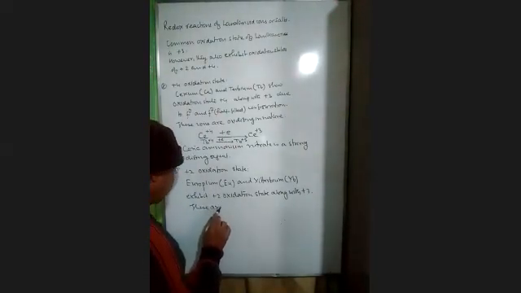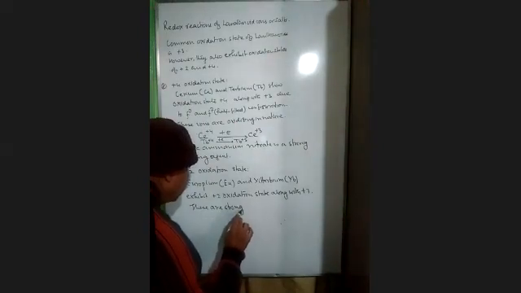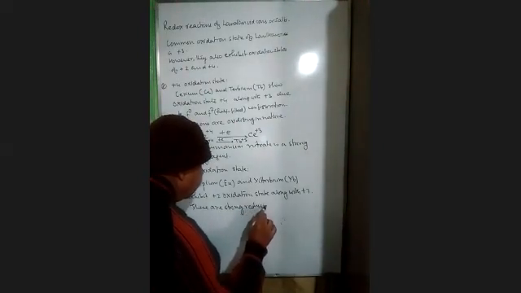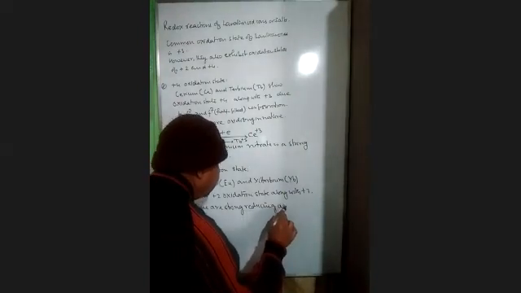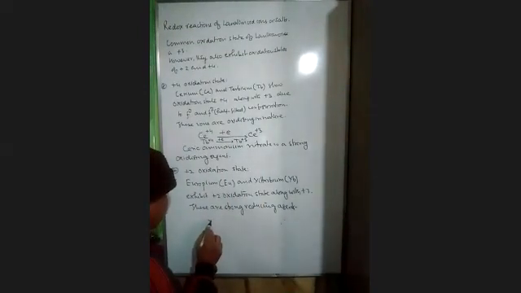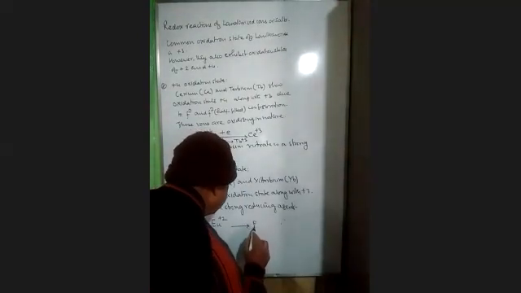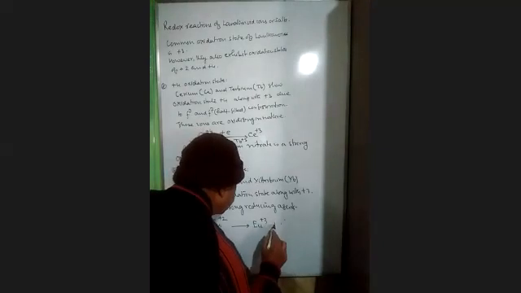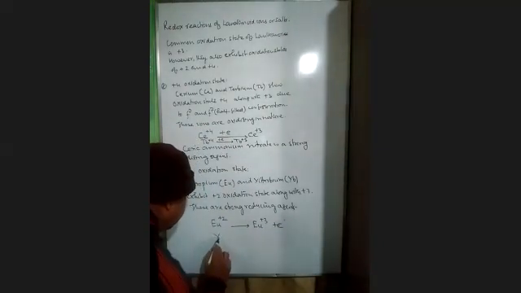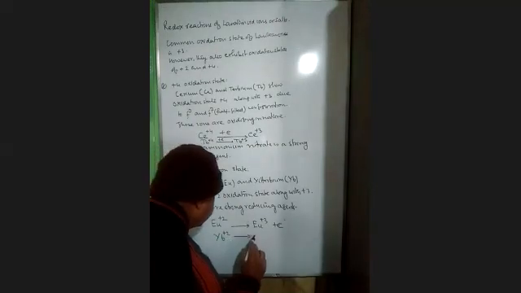These are strong reducing agents. Why? See here, Eu2+. But which is more stable? It is +3. So in that case, what is going to happen? It is immediately going to lose one electron. Okay, so they are reducing agents. Please remember.